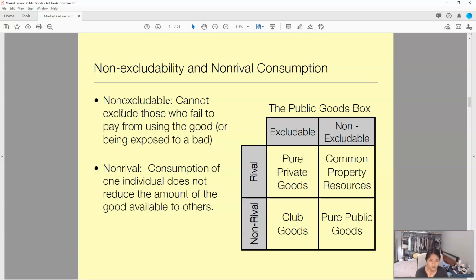If a good is excludable and non-rival, we call that a club good. If a good is rival and non-excludable, we call that a common property good. Think in your mind, can you come up with some examples of each category?